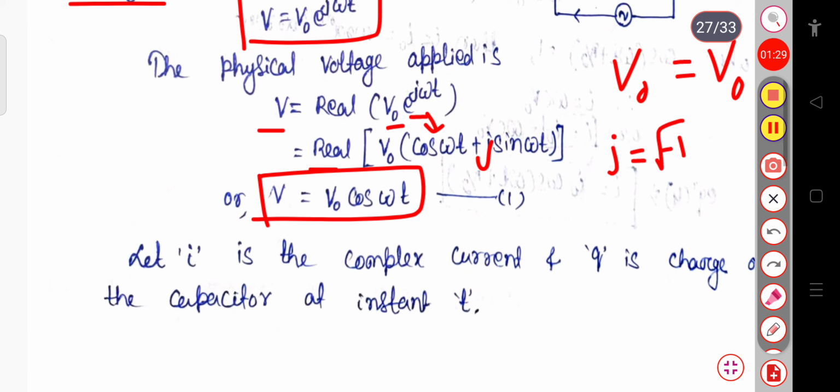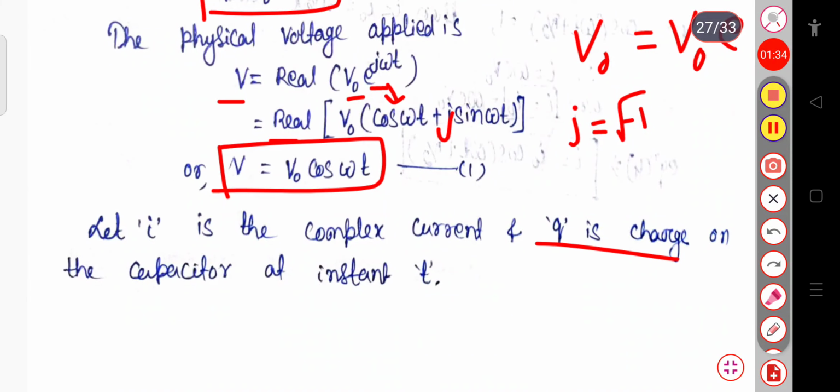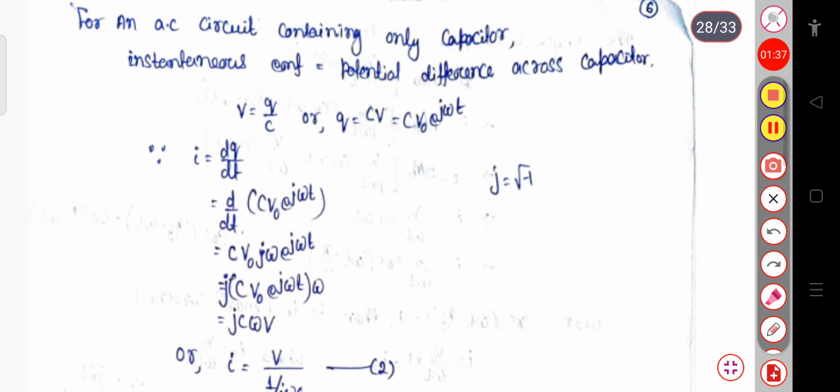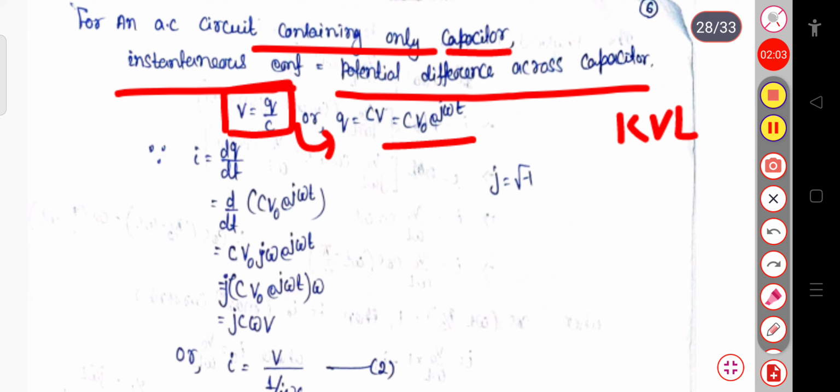Now let us consider small i as the complex current, and Q as the charge on the capacitor at any instant t. In an alternating current circuit containing only a capacitor, the instantaneous EMF will be equal to the potential difference across the capacitor according to KVL, Kirchhoff's voltage law. So V equal to Q by C, the total charge divided by the capacitance C, or Q equal to CV. In place of V, if I write V naught exponential j omega t, then Q equals C V naught exponential j omega t, where V naught is the peak voltage.